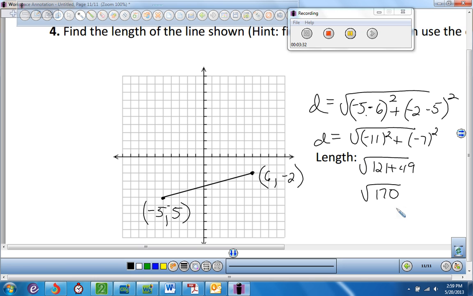We're going to go ahead and take the square root of that and leave it as 1 decimal place. So we end up with approximately 13.0. You should get some decimal answers out here, but we're going to leave that for now.